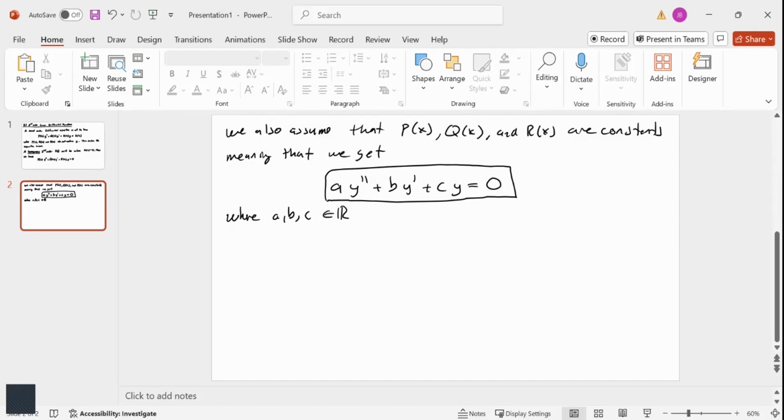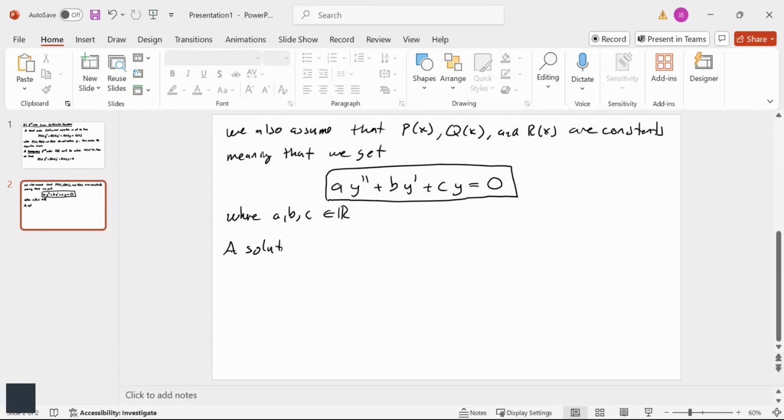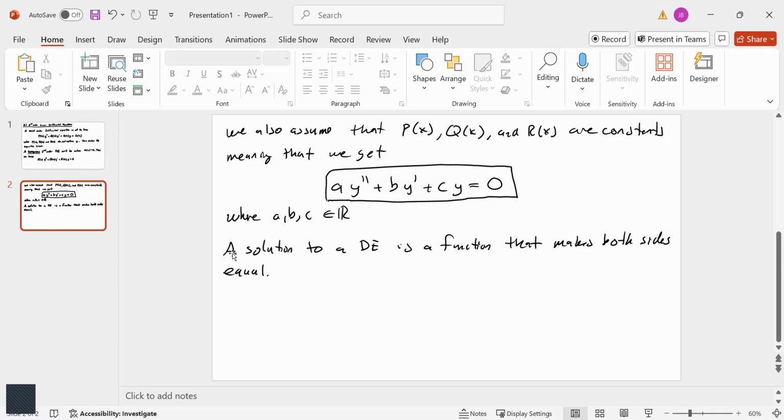So we think about, okay, what is a solution to a differential equation? Remember, a solution to a differential equation is a function that makes both sides equal. That's it. In algebra, it was always a number, right? In differential equations, it's no longer just a number, it can also be a function.